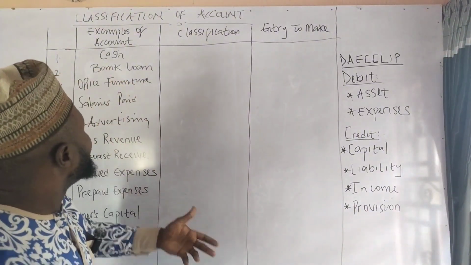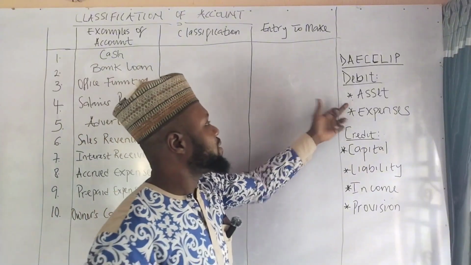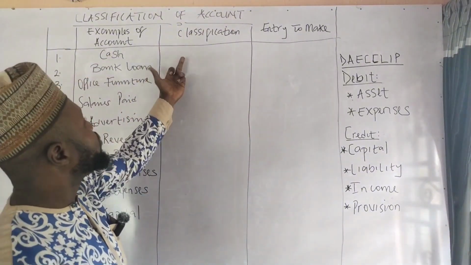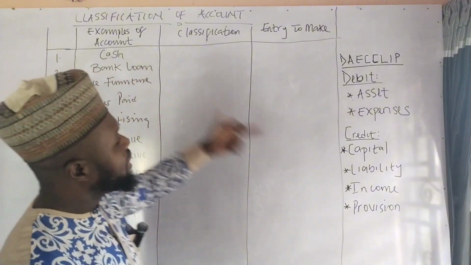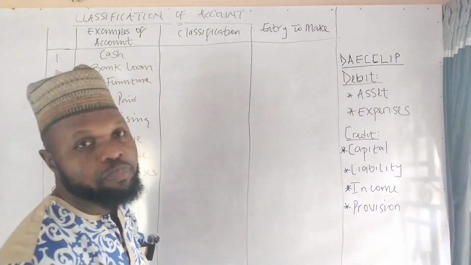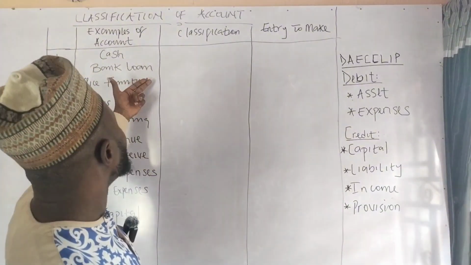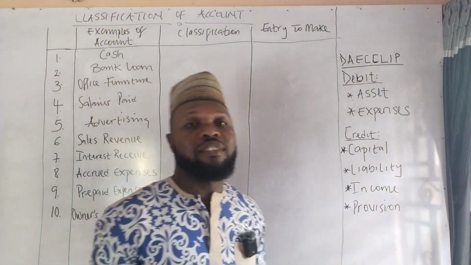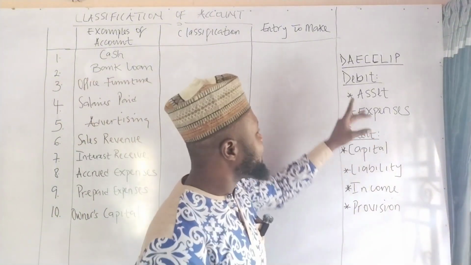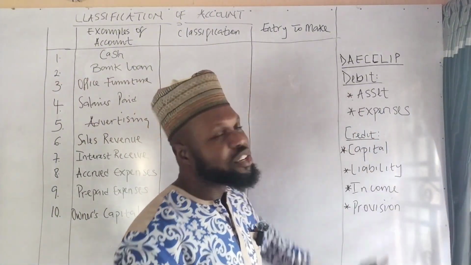So they want to know if cash is an asset. If it is an asset, you need to state it. If cash is an expense, you need to state it. So how do we now know if cash is an asset? First of all, you need to understand all these terms one after the other.